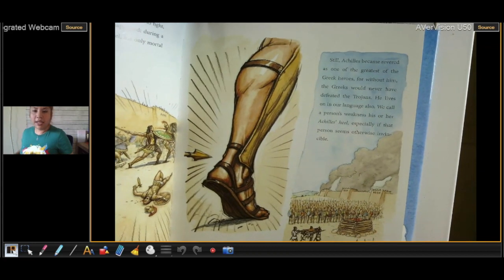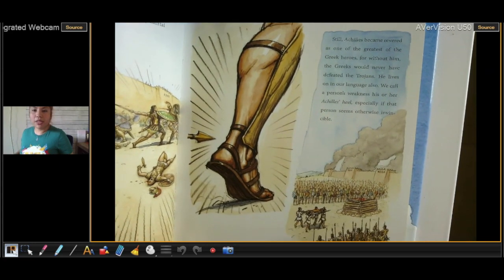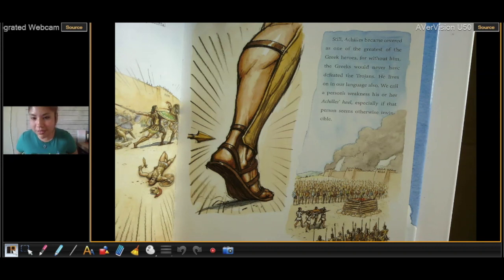Still, Achilles became revered as one of the greatest of Greek heroes, for without him the Greeks would have never defeated the Trojans. He lived in our language also. We call a person's weakness his or her Achilles heel, especially if that person seems otherwise invincible.